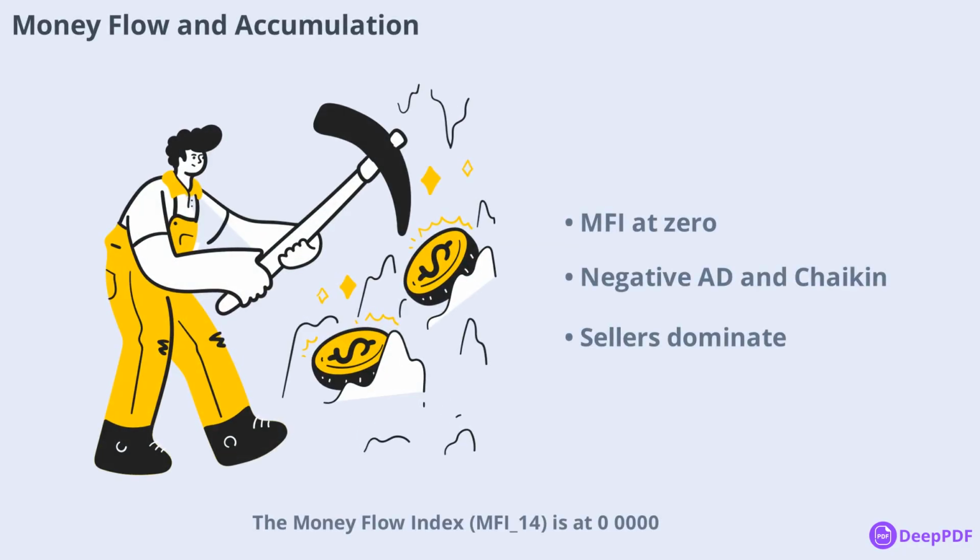The Money Flow Index, MFI 14, is at 0, and the Accumulation Distribution, AD, is negative at minus 1,961,470. The Chaikin Oscillator is also negative. These readings indicate that there's little to no buying pressure and that sellers have dominated the recent trading sessions.